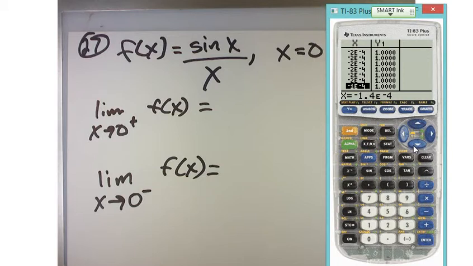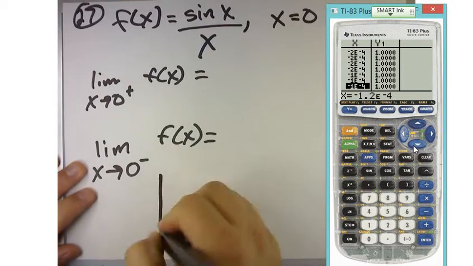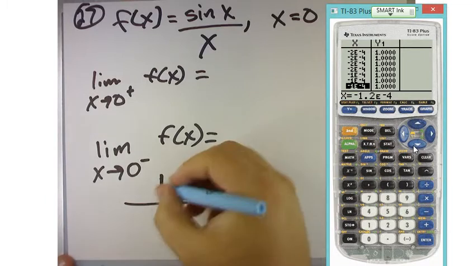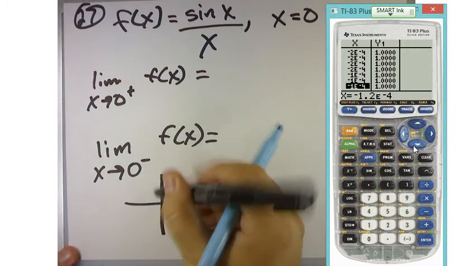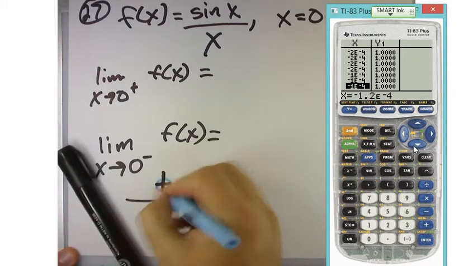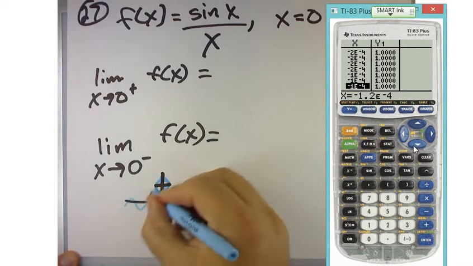So if I graph this, my function basically, at y equals 1, has an open hole right here. Right? And the function kind of does one of these things.